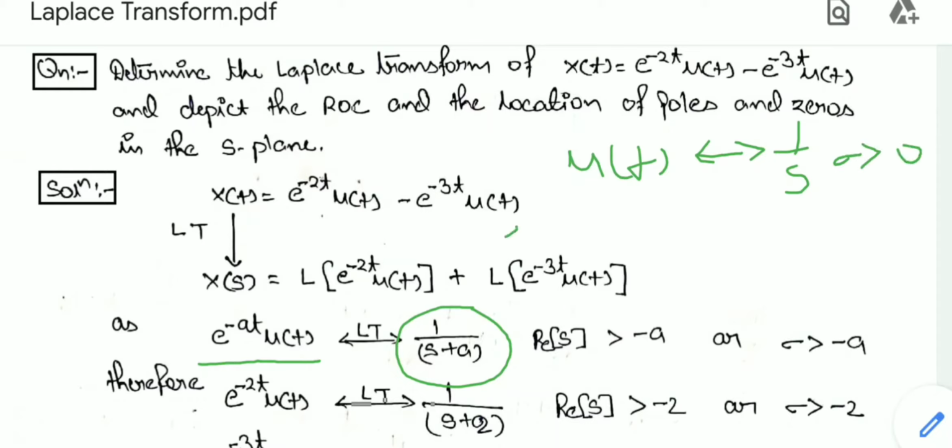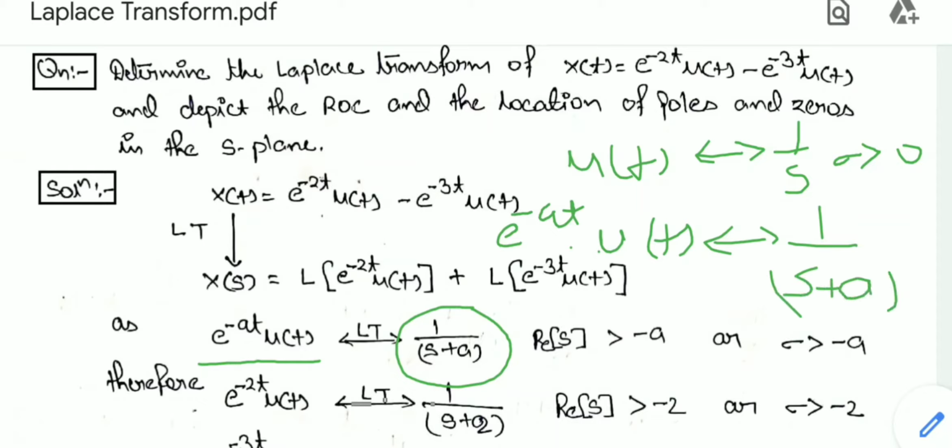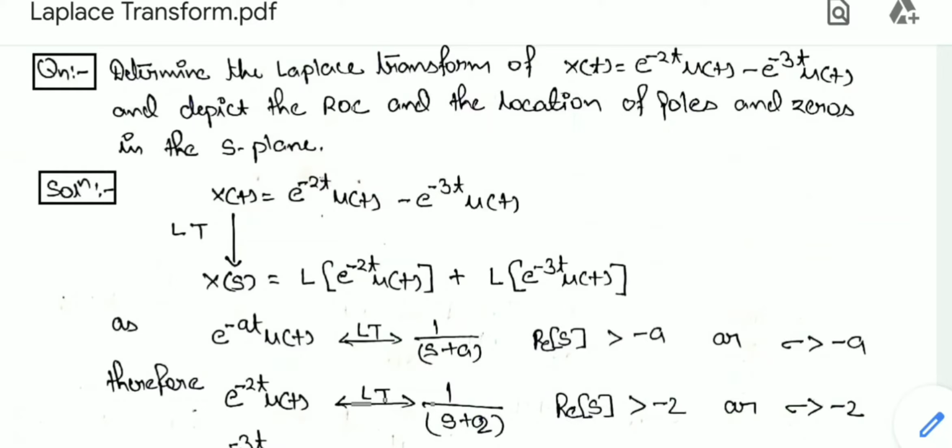And we know the multiplication property: when e to the power minus at is multiplied with any signal, let's suppose u(t), then in the Laplace transform s is replaced with s plus a, with the same ROC, sigma plus a greater than 0, therefore sigma greater than minus a. Applying this property, the Laplace transform of e to the power minus at u(t) is 1 upon s plus a, and its ROC becomes sigma greater than minus a.